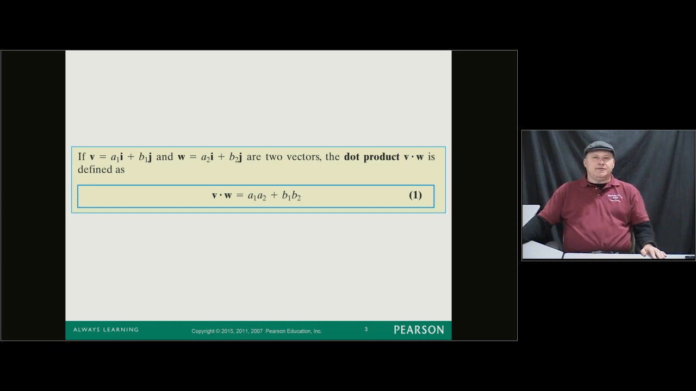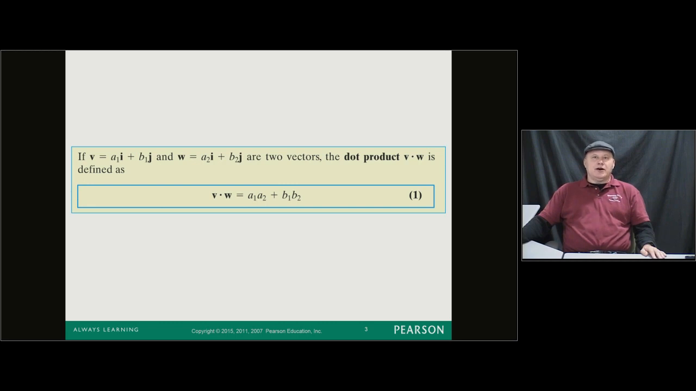If you have two vectors, v and w, and they give them to you as a linear combination, so v is a1i plus b1j, and remember you can write this in component form as well, and vector w, which is a2i plus b2j. And these are two vectors. Now the dot product, v dot w, looks like a multiplication, but it's not a simple multiplication. You don't just multiply the x components and multiply the y components and get the answer. That's not what it is.